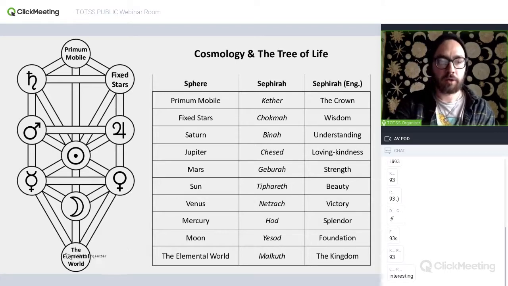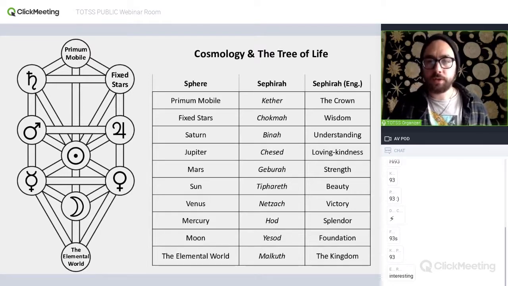Right, from Malkuth, the elemental world, to the sphere of the Moon, to the sphere of Mercury, to Venus, to the Sun, to Mars, to Jupiter, to Saturn, and then to the fixed stars or Ogdoad, and then to the Primum Mobile or the Ennead at Kether.